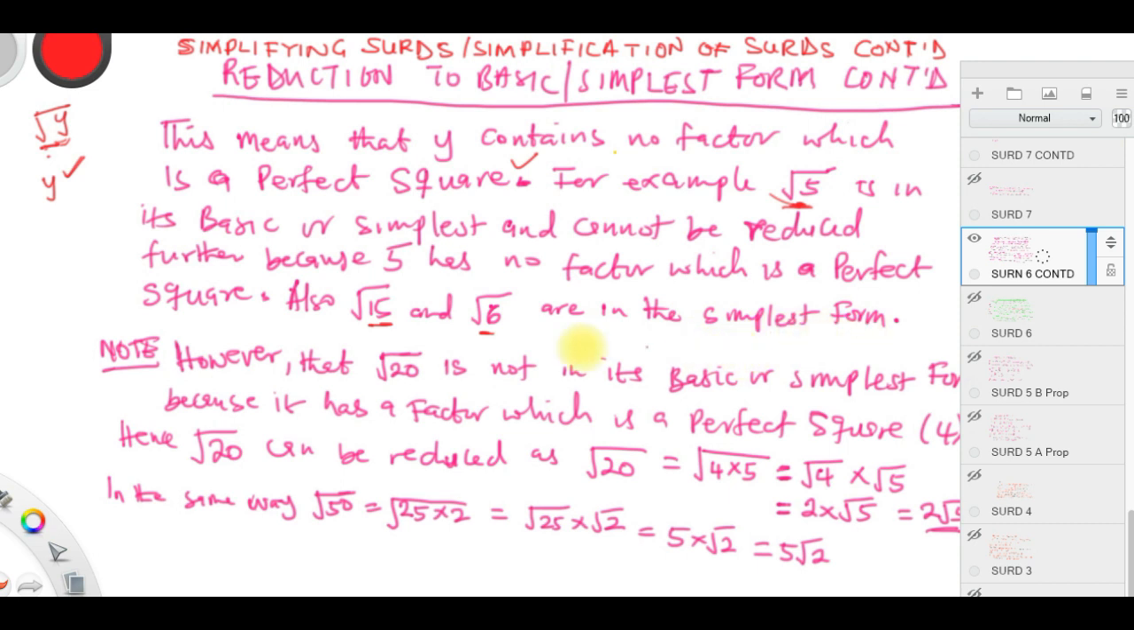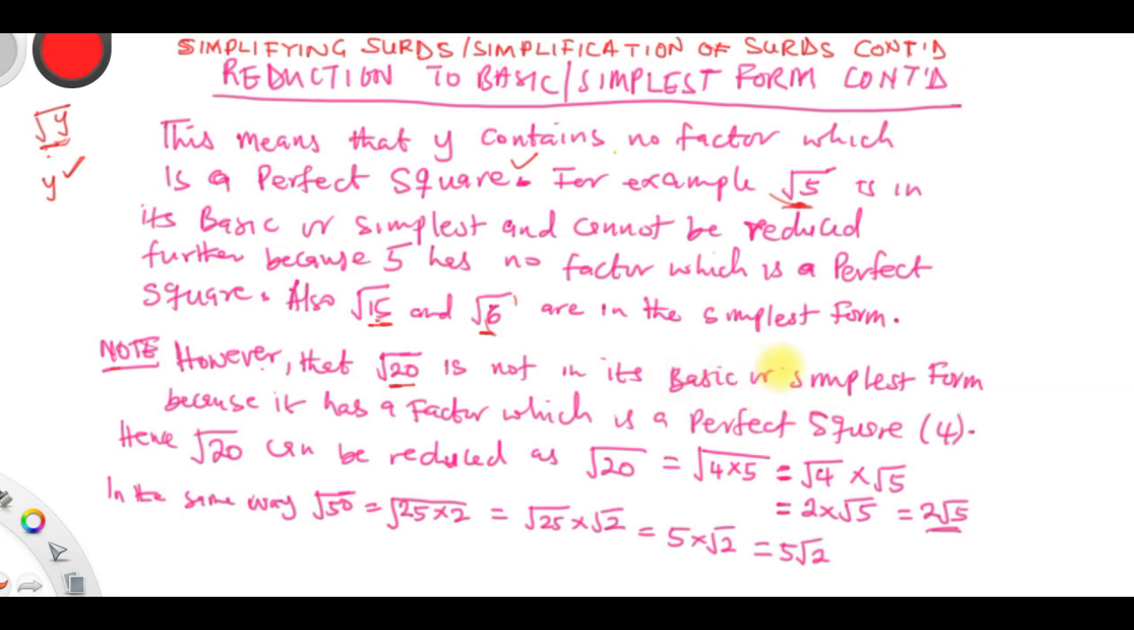They are simplified because 15 has no factor which is a perfect square. In the same way, 6 has no factor which is a perfect square. Note however that the square root of 20 is not simplified, or not in its basic or simplest form. Why? Because 20 has a factor which is a perfect square.